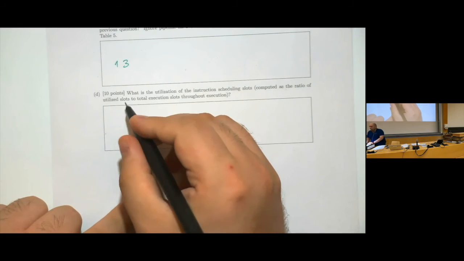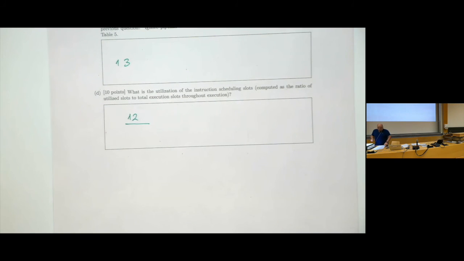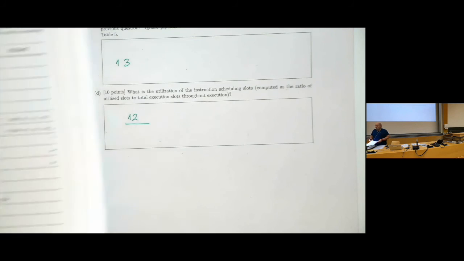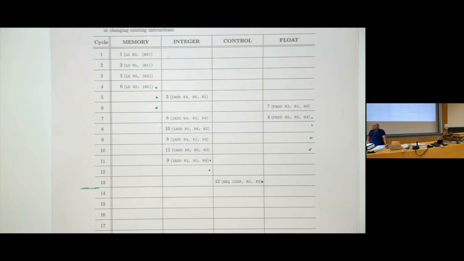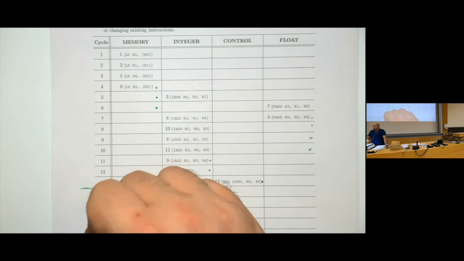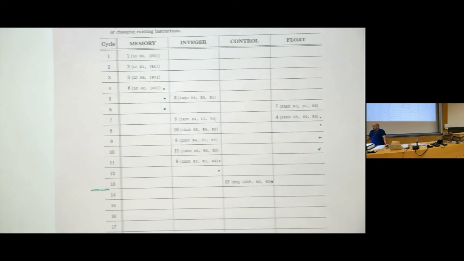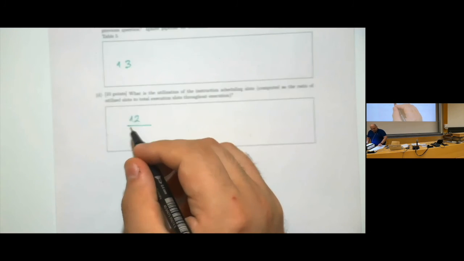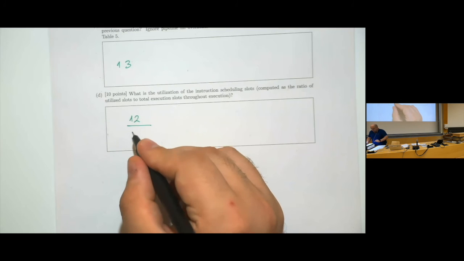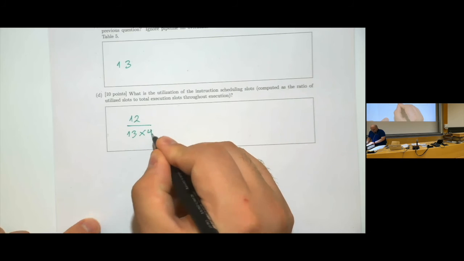That's going to be the numerator of the expression, right? And the denominator is going to be how many slots we could have used. That depends basically on how long the program took to finish. Since we know that the program took 13 cycles to finish, for each of these cycles I have 4 slots that I can use. So the total number of available slots is just 13 times 4. It's literally the number of boxes in this table during the run of the program. So here, this is going to be 12 divided by 13 times 4.